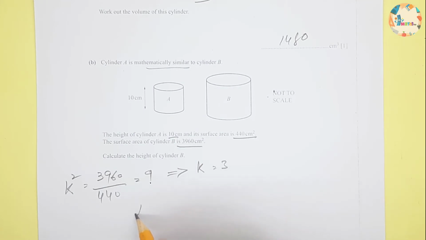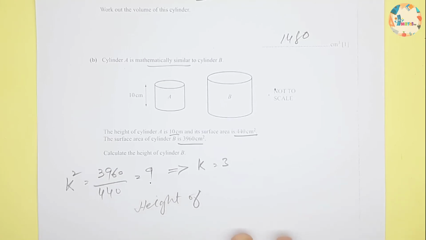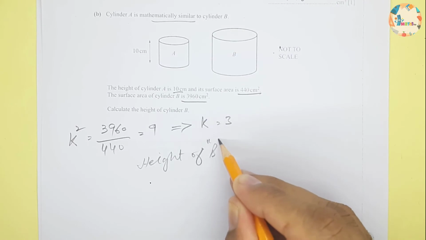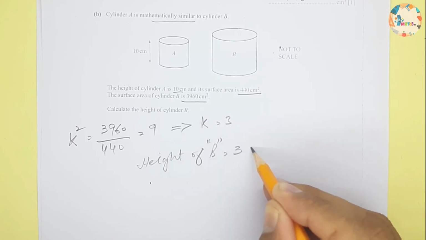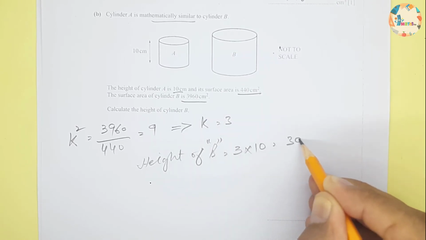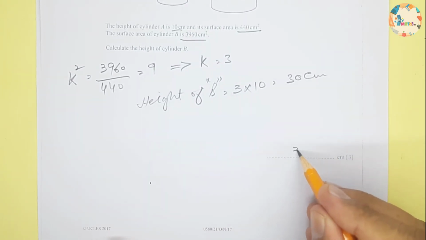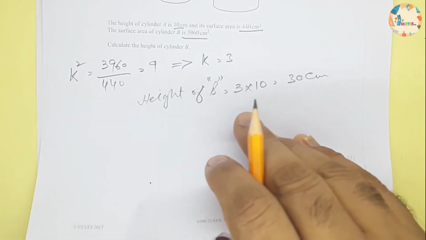We can write height of B, cylinder B, will be equal to 3 into 10, which is equal to 30 centimeters. So our answer will be 30 centimeters.